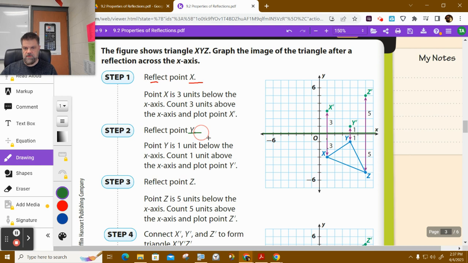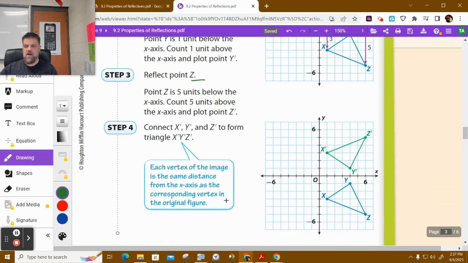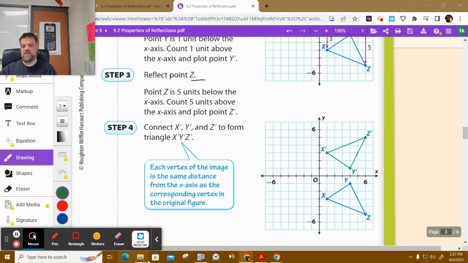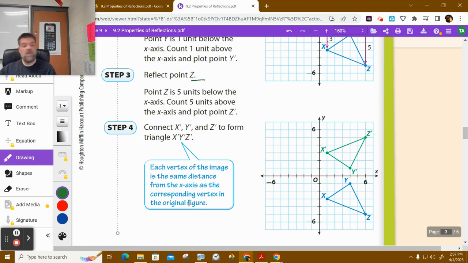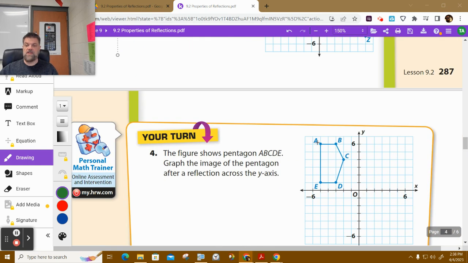So what we've done is we've reflected Y, we've reflected Z. And now I'm going to connect the dots. When I connect the dots, I get the same triangle, but the orientation is different. We've flipped it. Okay? And because we flipped it, it's a little different, right? And so what does that mean? Well, now it's your turn.